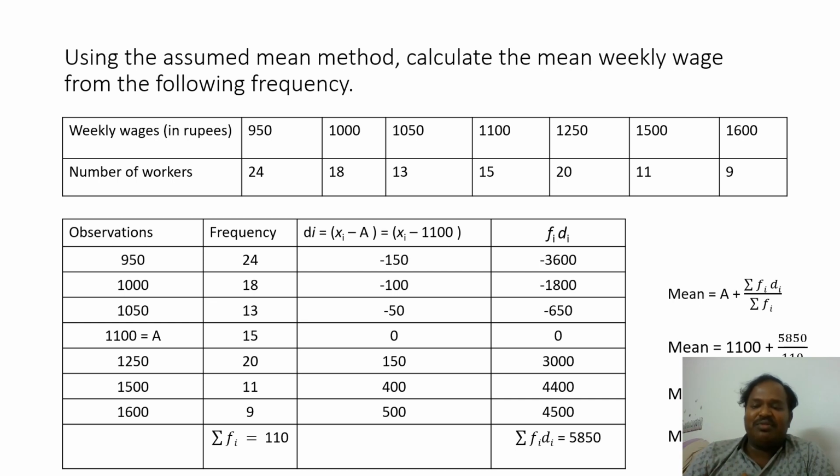Once you find the sum of all deviations and divide by the sum of all frequencies, you get the average of the deviation. Add that average deviation to the value that you have chosen as the mean, and you will get the exact mean. This is called the assumed mean method. Why do we use this method? When the observations are large in size, we use this to simplify our working.